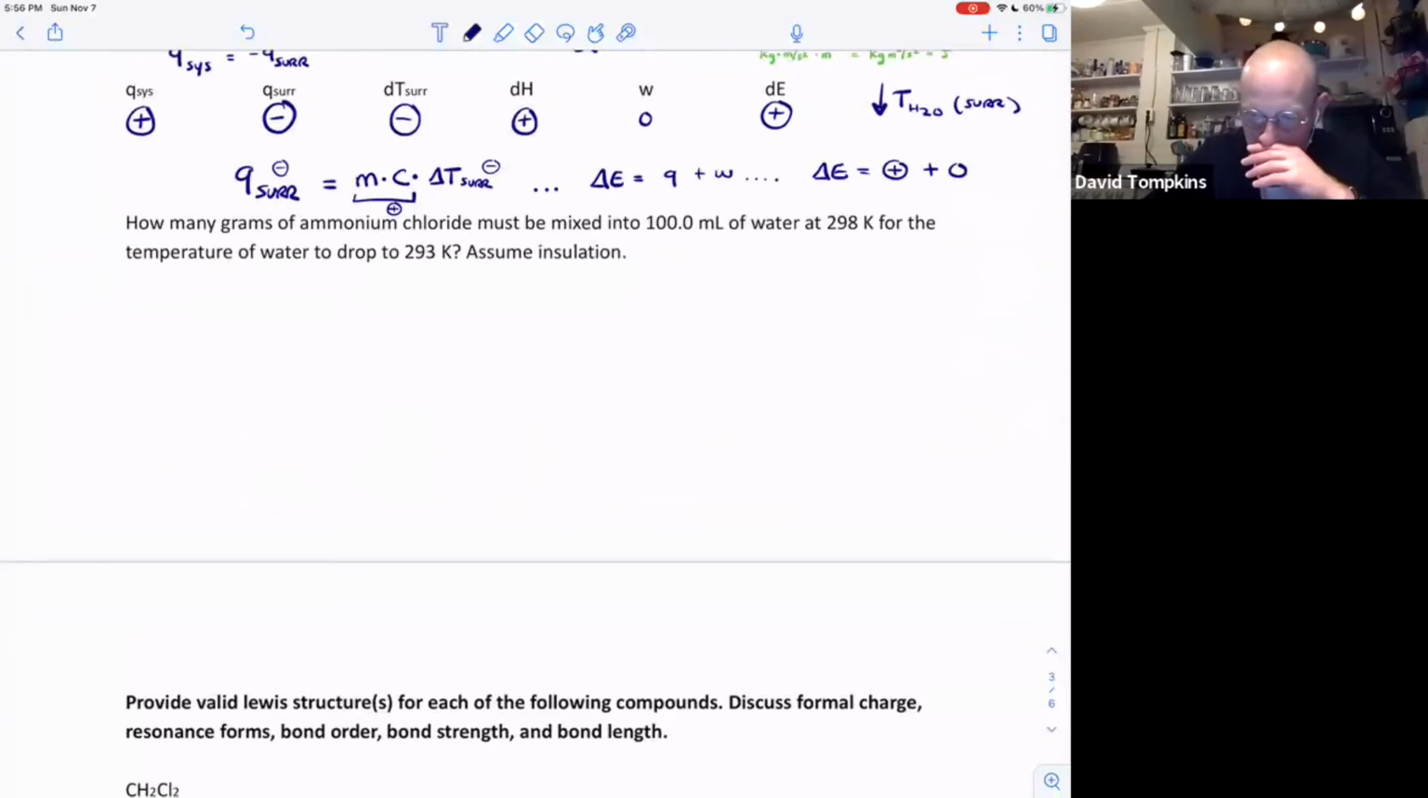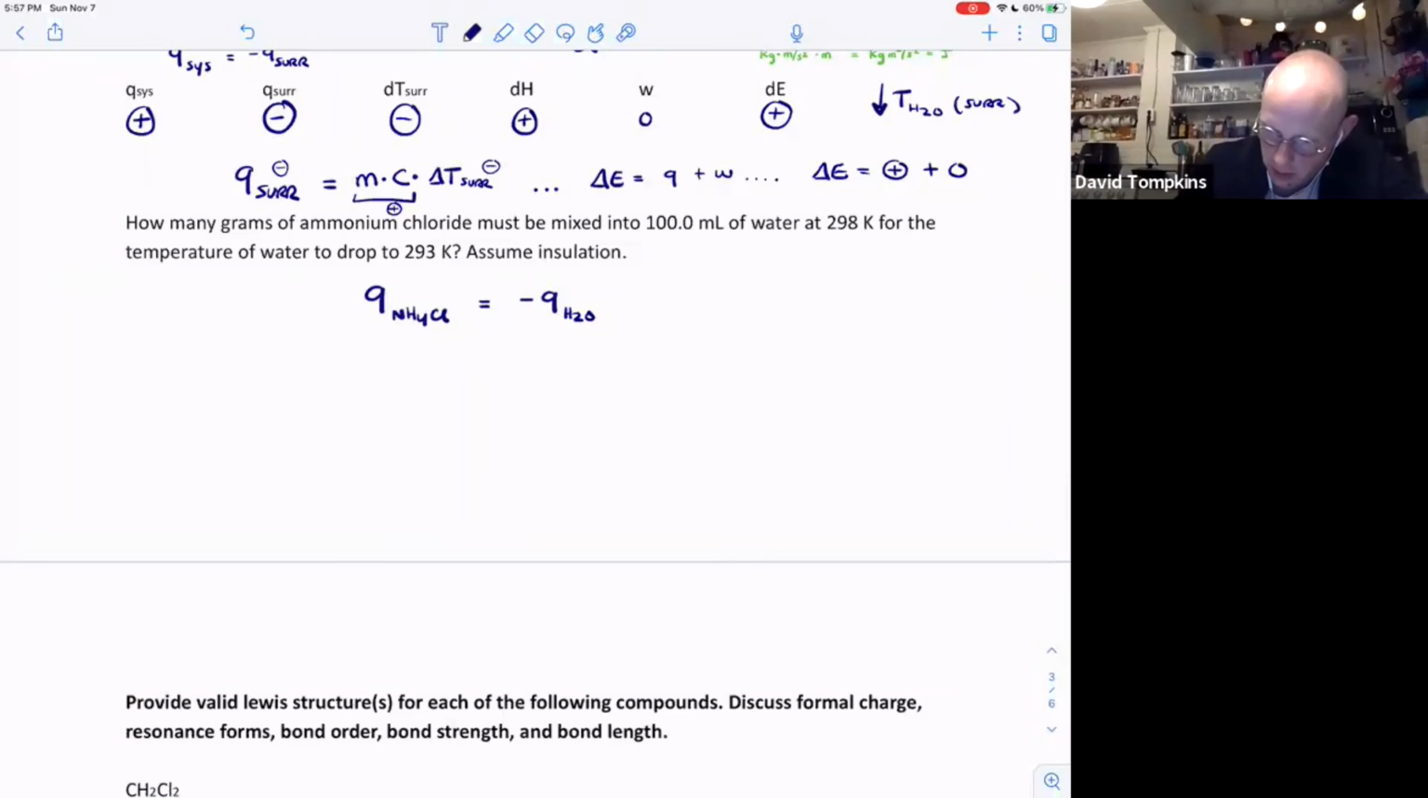All right, so then we'll do a math problem with that same reaction. How many grams of ammonium chloride should be mixed with 100 mL of water at 298 K for the temperature of water to drop? So we're dealing with delta T again. We're assuming insulation. So ammonium chloride is going to absorb heat. We said it's endothermic. It's going to absorb the heat that's given to it by the water. And none of the heat is lost to the surroundings outside of the water. So all of it stays in the solution.